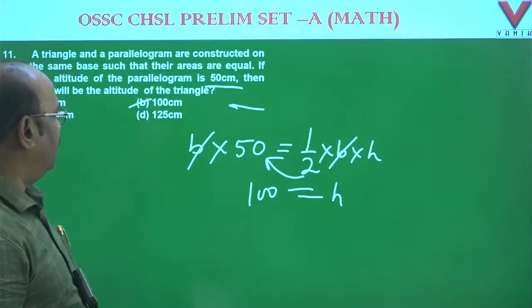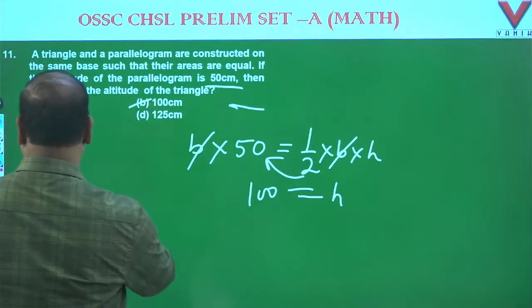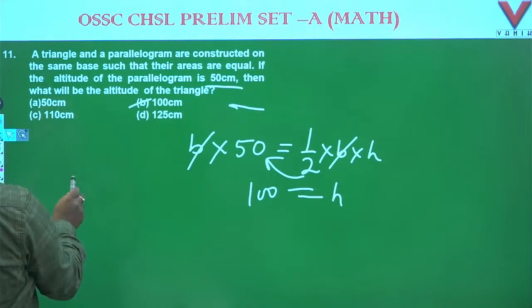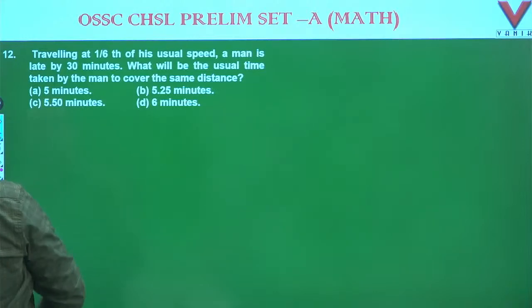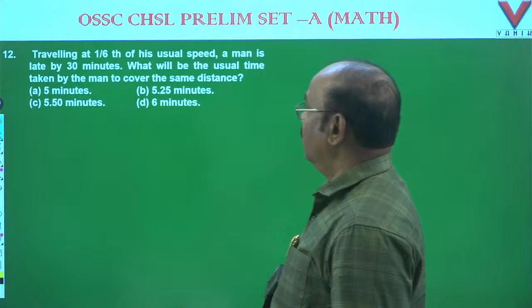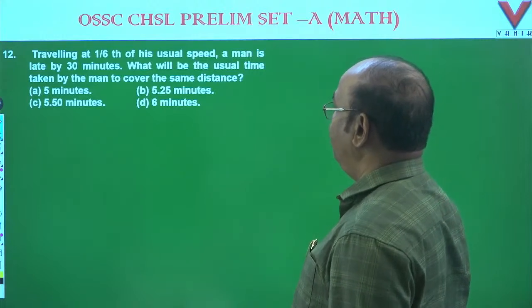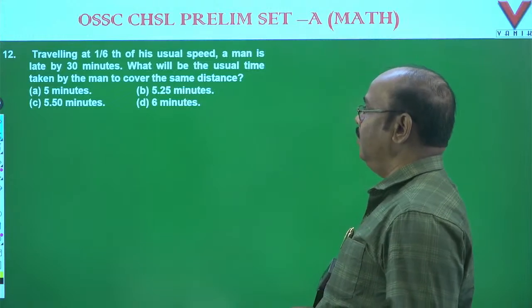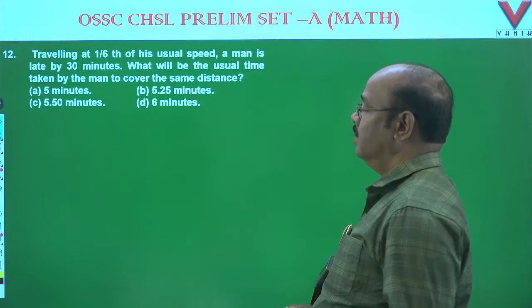Next question number 12. Traveling at 1/6 of his usual speed, a man is late by 30 minutes. So what will be the usual time taken by the man to cover the same distance?